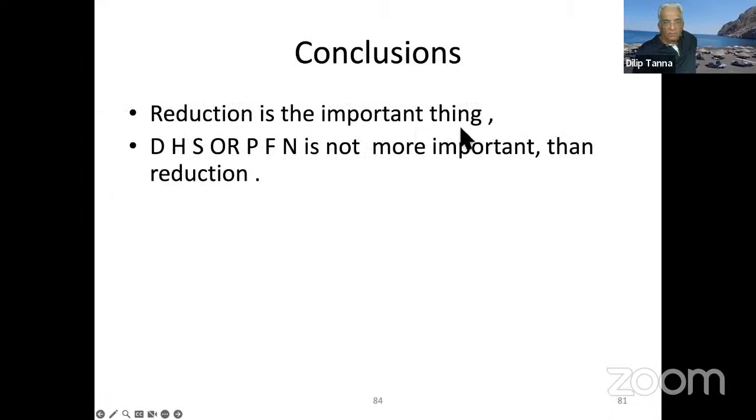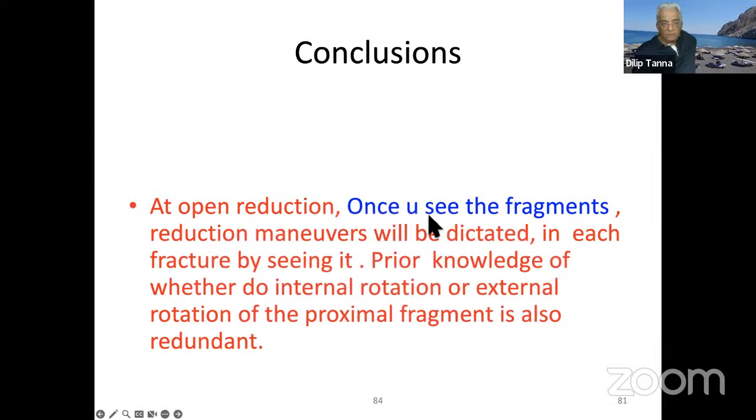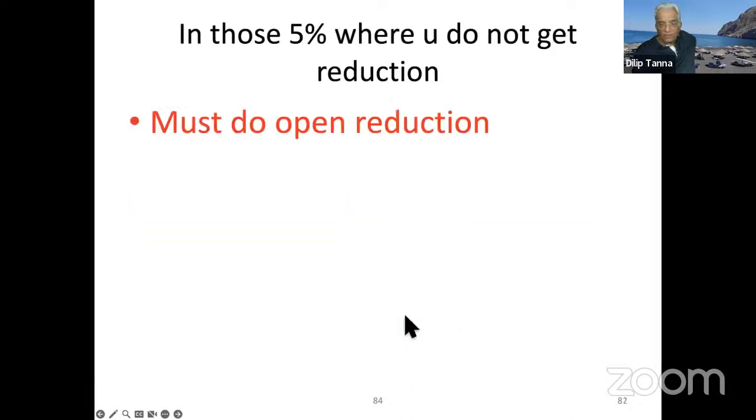Conclusion, reduction is the important thing. PHS or a PFN is not more important than the reduction. At open reduction, once you see the fragment, reduction maneuvers will be dictated in each fracture by seeing it. Knowledge of whether to do internal rotation or external rotation of the proximal fragment is also redundant if you really do the open reduction. But if you do a closed reduction with the joystick, then probably you will have to have the knowledge of which way the fragment has to be turned.